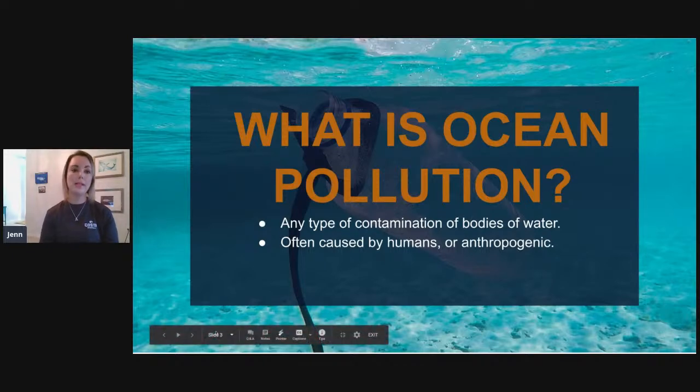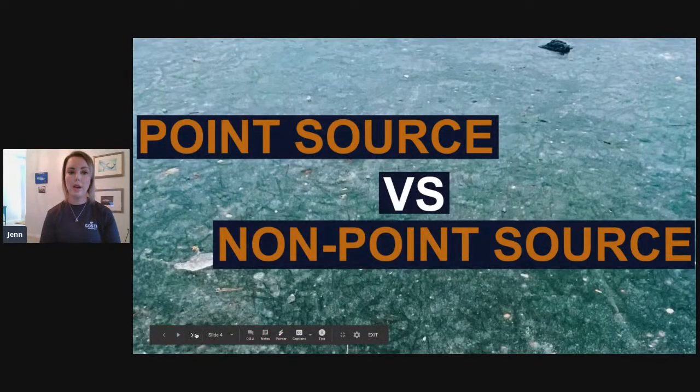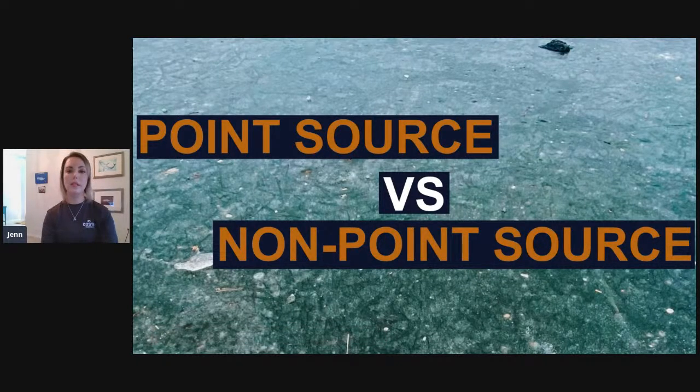Some big ones that we're going to talk about are point source and non-point source. Point source pollutants are the ones where you can identify exactly where they're coming from. This can be something like a massive oil spill where we know a tanker ran aground and caused a direct spill into the ocean. With that, we can figure out how to stop it, we can clean it up, and we can help work towards finding a solution for that current environmental problem.